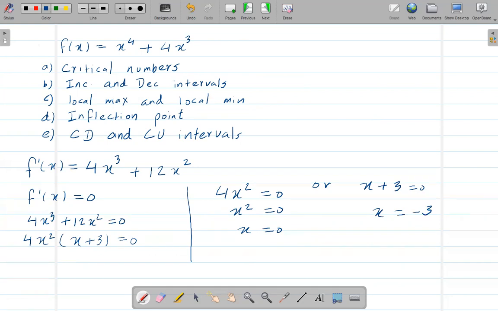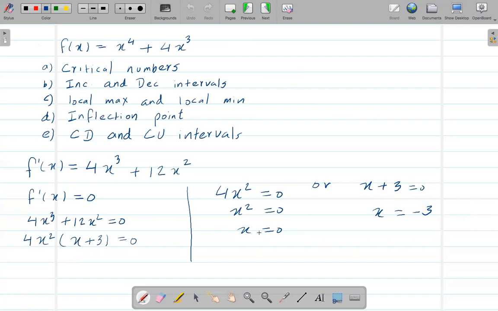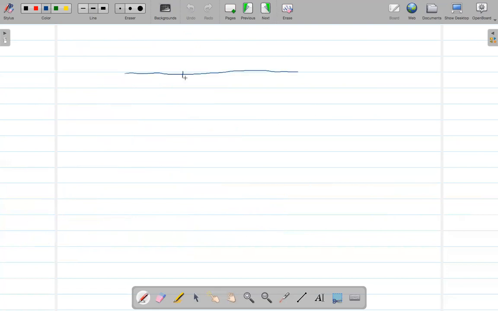Okay, now after this I can find local maximum and local minimum, and also I can find increasing and decreasing intervals. So again, make a sign chart. Okay, so we found two critical numbers, 0 and negative 3. So negative 3 must be here, and 3 must be here. Sorry, 0 must be here.